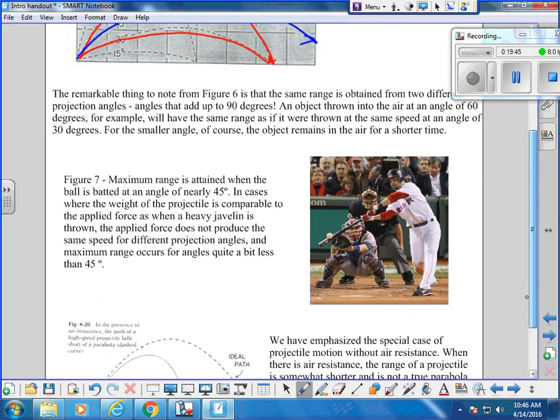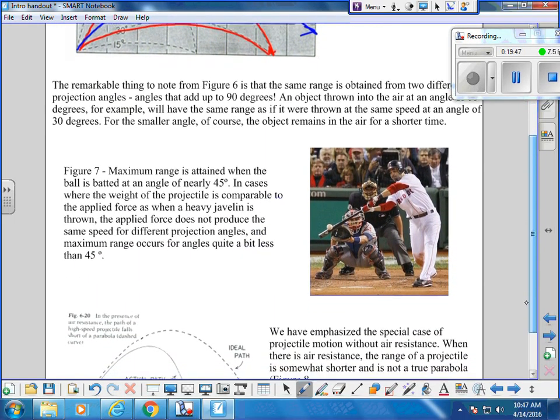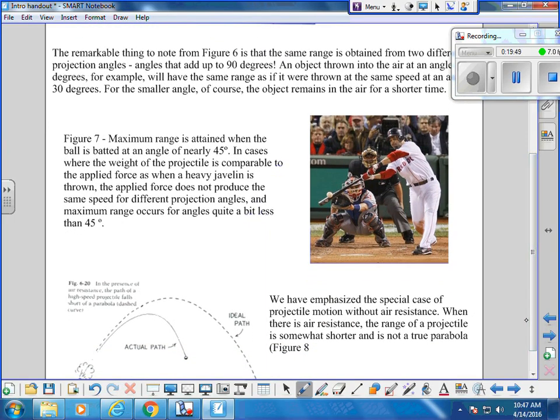So figure 7. Maximum range is attained when the ball is batted at an angle of nearly 45 degrees. You guys have a different picture. In cases where the weight of the projectile is comparable to the applied force is when a heavy javelin is thrown. So if you've ever thrown a javelin, you know they're fairly heavy. The applied force does not produce the same speed for different projection angles, and maximum range occurs for angles quite a bit less than 45. So heavy objects like shot puts and javelins, fairly heavy things, you actually want to throw them at less than 45.